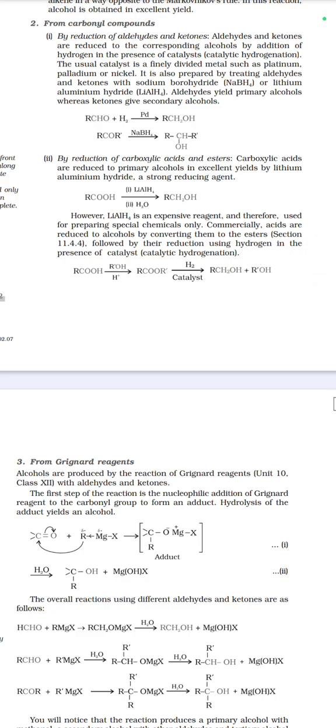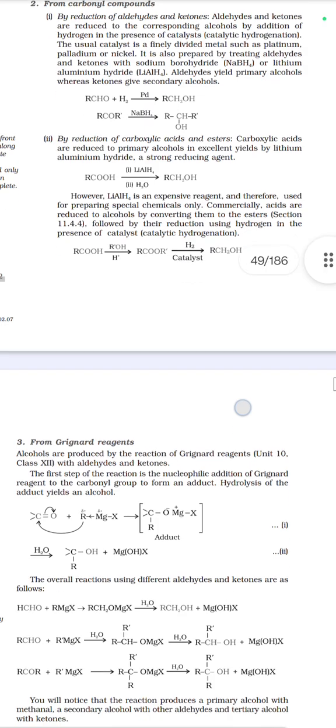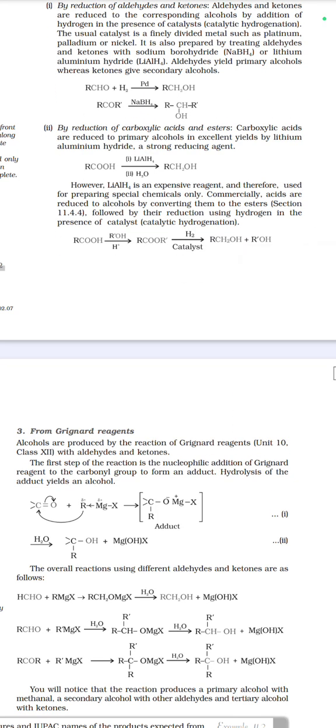RCHO plus H2 gives RCH2OH in presence of palladium catalyst. RCOR' gives RCHOHR' in presence of NaBH4. Second, by reduction of carboxylic acids and esters.